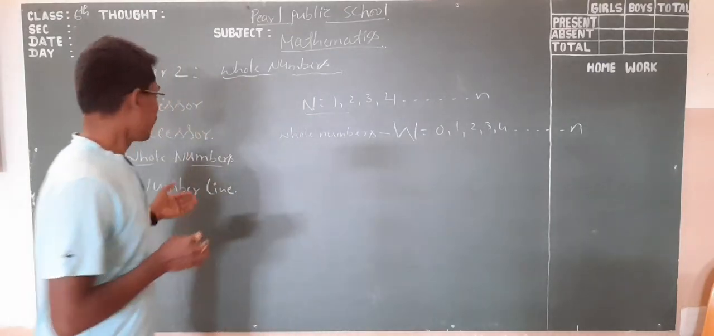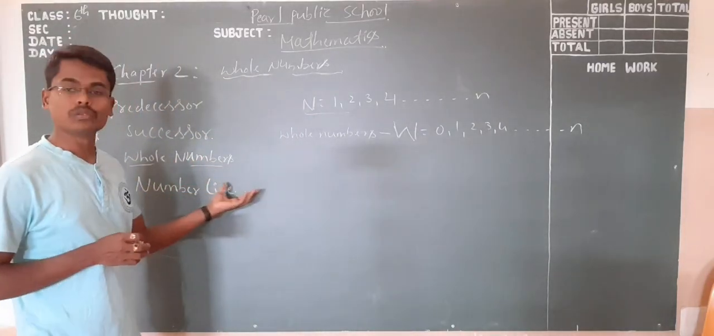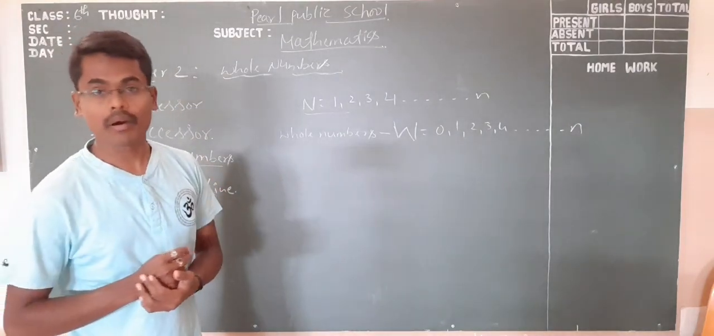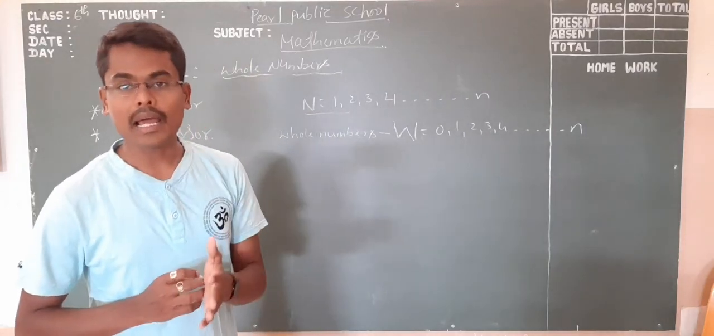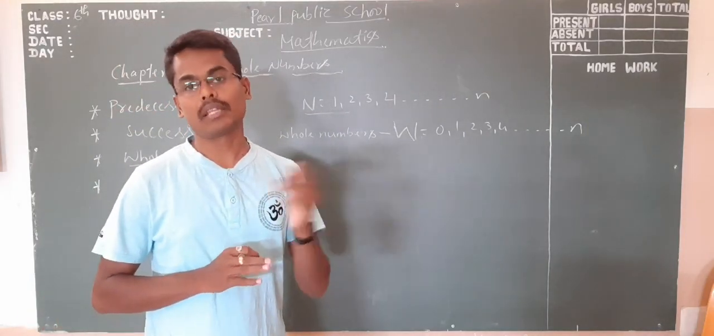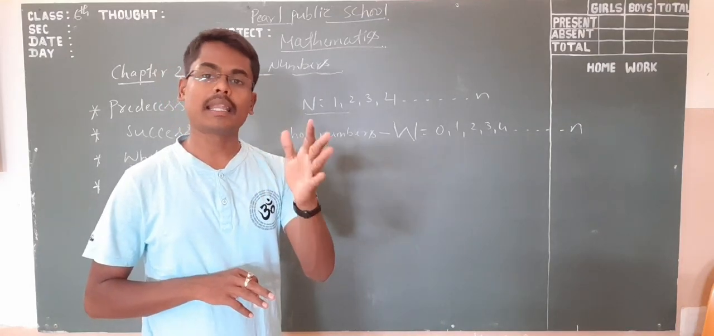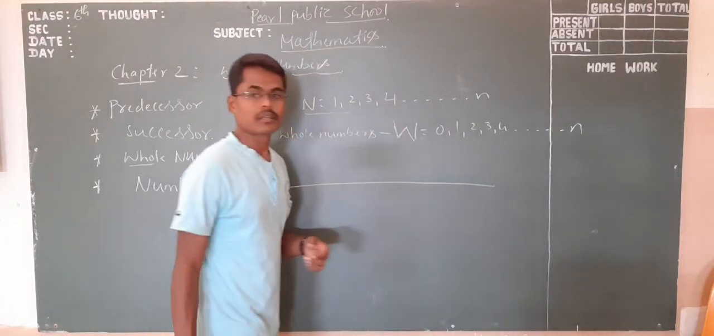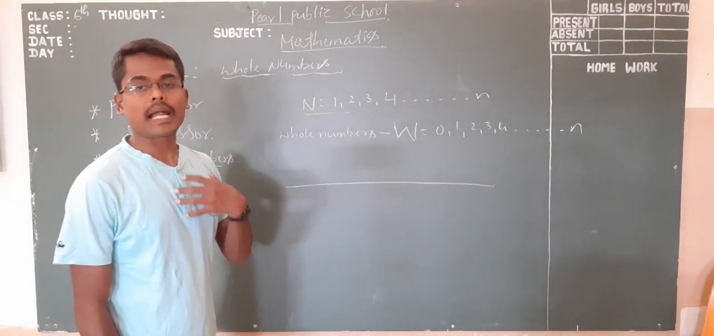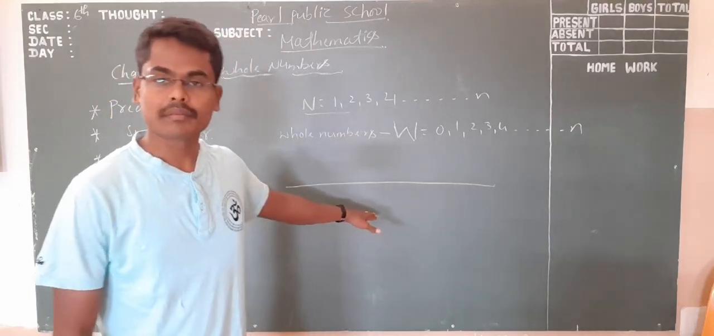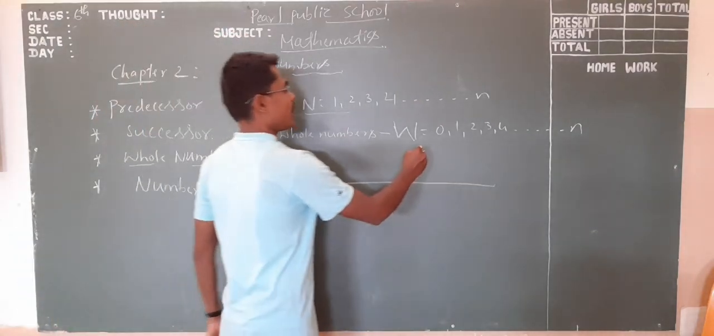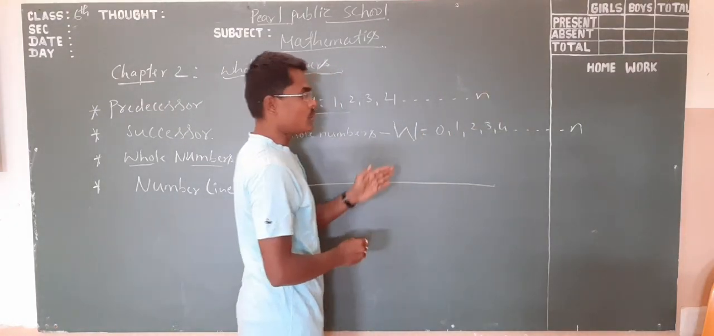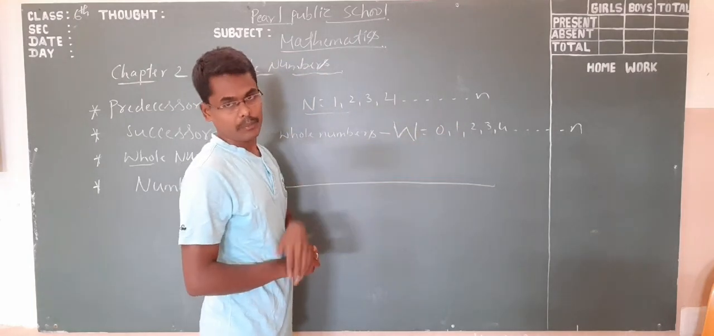Then after the whole numbers we are going to study the number line. So what is that number line? Any line which represents the given numbers, we are going to call that a number line, right? I am going to simply draw a line here. Then I can represent the whole numbers on this line. Right? Now, as we know, the whole numbers are nothing but 0, 1, 2, 3, 4 like that. I'm going to represent these numbers on this number line.